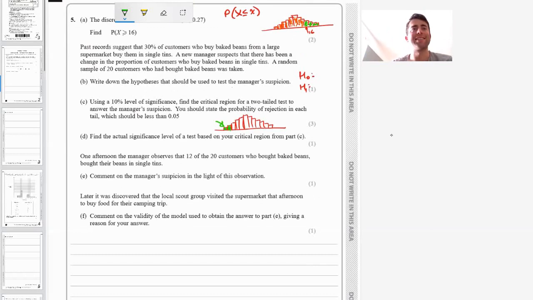Then part E is using what we found, interpreting that 12 in the context of your critical regions, and then something else about why the model might not be valid in this case. You've got to think back to when you did introduction to the binomial distribution, what assumptions we have to make in order to model something as a binomial random variable. Again, that will be in your textbook if you've forgotten.